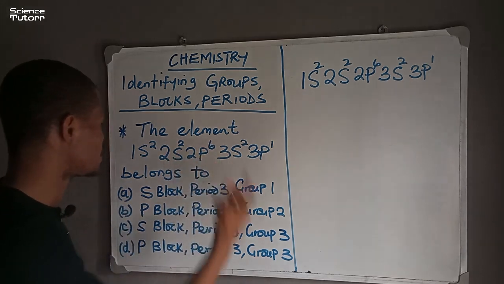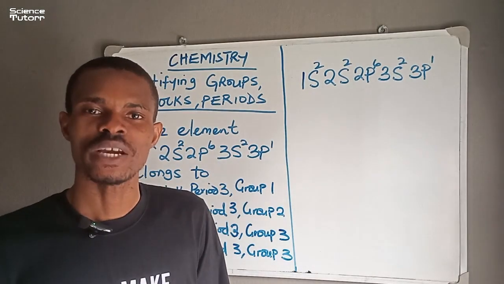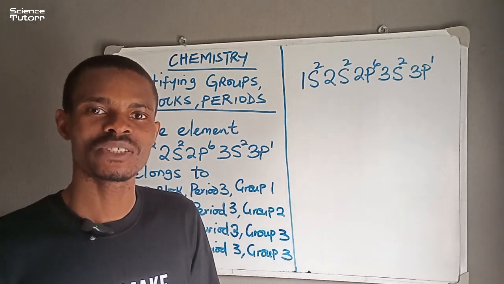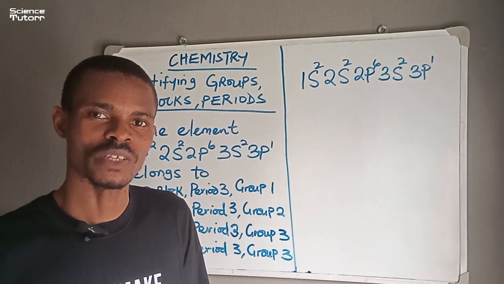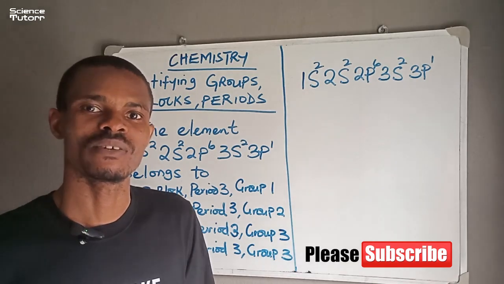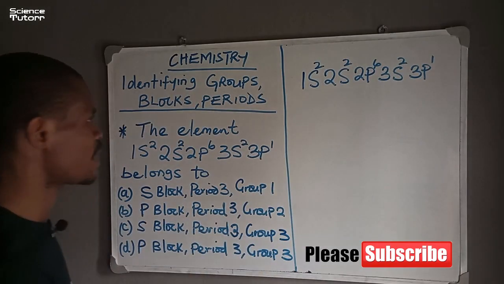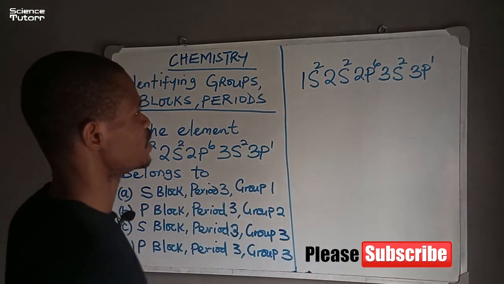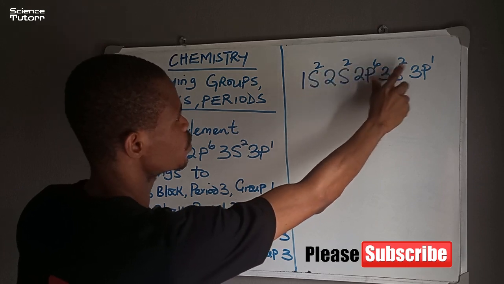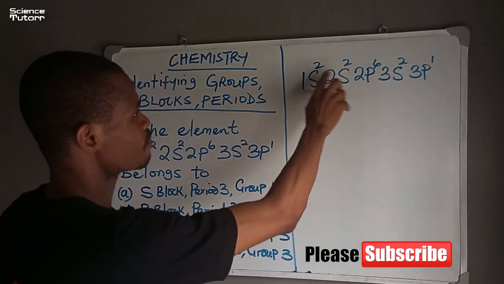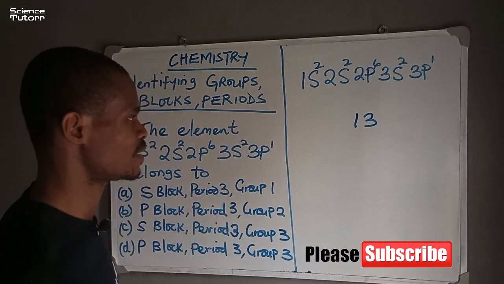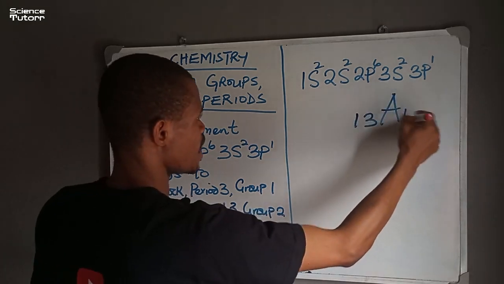Now, like I said before, how to identify groups, blocks, and periods in the periodic table depends on a good knowledge of the first 20 elements of the periodic table and also the periodic table itself. First of all, let us identify the element. We have the electronic configuration. From the look here, we have 2, 2, 6, 2, 1. In total, this is 10, 12, 13. So element number 13 is aluminium.